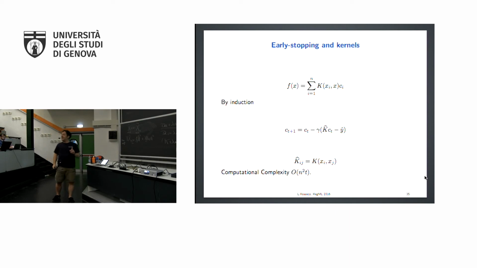And again, this is n squared t, compared to the n cubed that you have to pay if you just do kernel ridge regression. So this t is small, this can be orders of magnitude faster. Also, if you have to do n cubed many times for different lambdas, this is going to kill you even more.